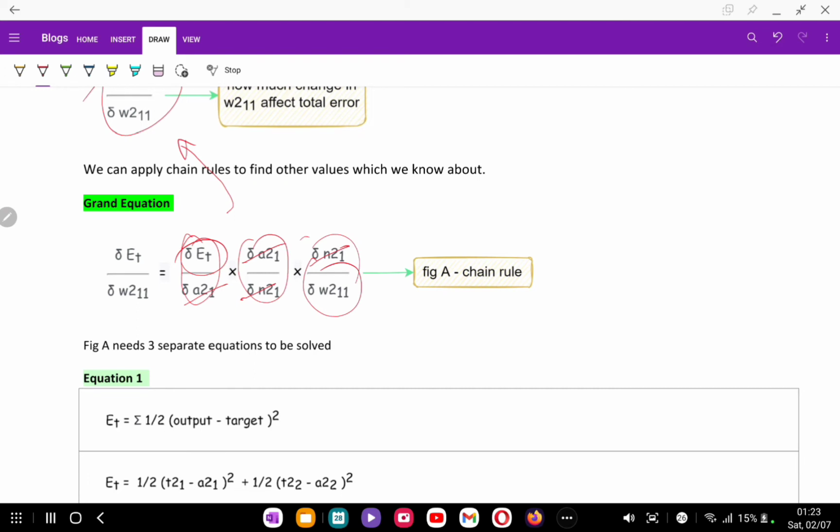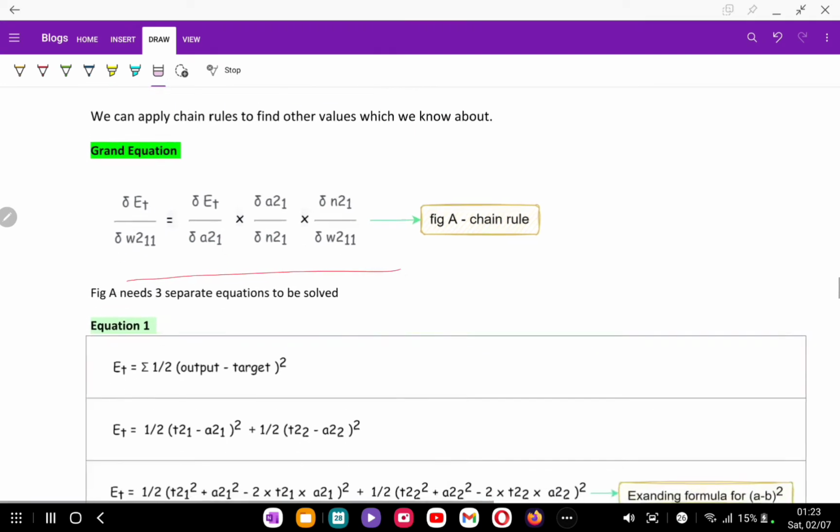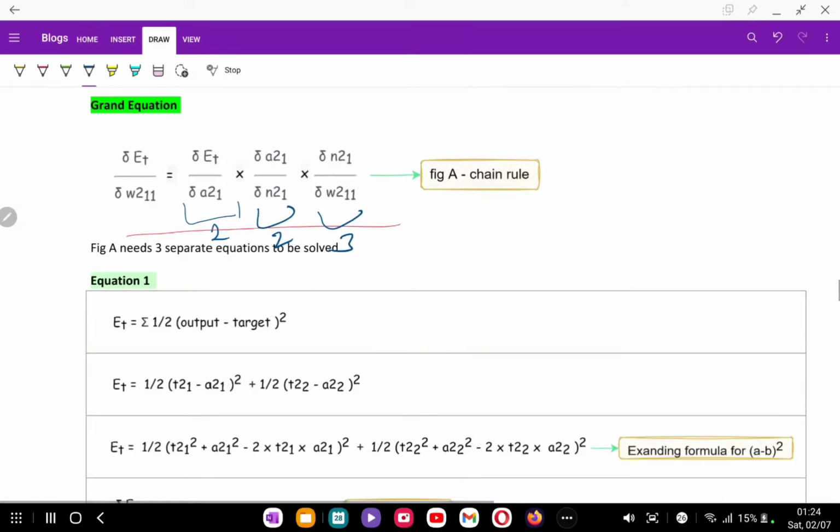By grand equation I mean this is our main equation, and we are going to solve all the sub-equations. So when I say equation 1, it means equation 1 is this, equation 2 is this, equation 3 is this. So let's solve for equation 1.